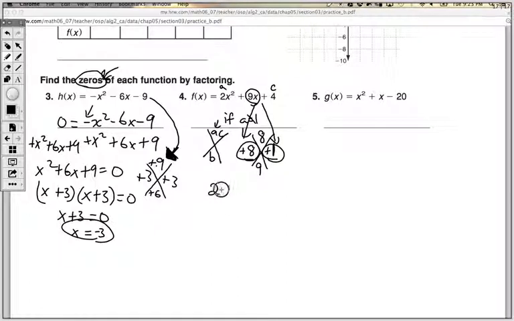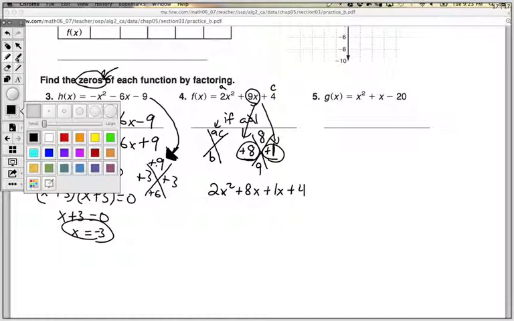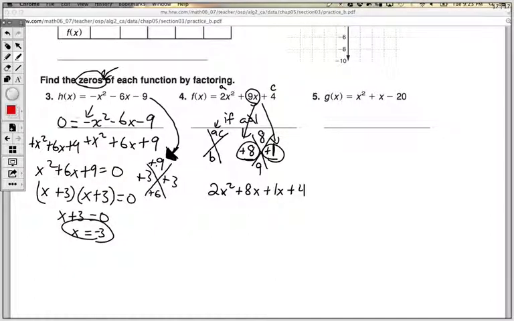So I'm going to have 2x squared. I'm going to split that 9x into two terms. It's going to be plus 8x. And then the other one is plus 1x. And then the last number is plus 4. Now I'm going to do this kind of in two groups. Let's call it a red group and a blue group. So I'm going to do the red group, and then I'm going to do the blue group.